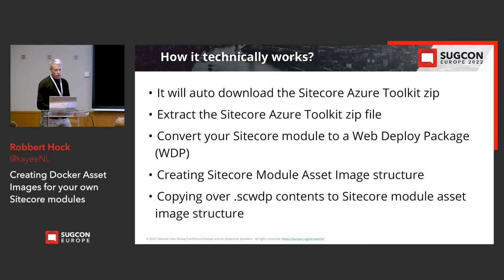So how it technically works: if you run the PowerShell script, it will go out to Sitecore dev.net, download the Sitecore Azure Toolkit zip file. It will extract that zip file. It will then convert your Sitecore module, which contains items and potentially applications, DLLs, config files. It will convert that to a web deploy package. And then it will create the asset image structure that is needed for Docker. And then it will copy over your converted content into that structure.